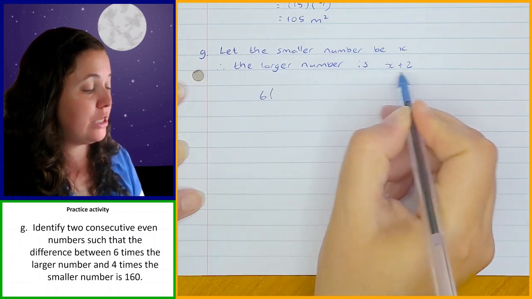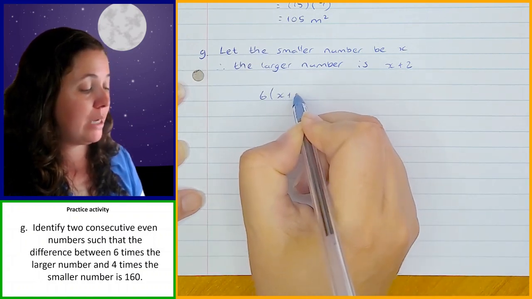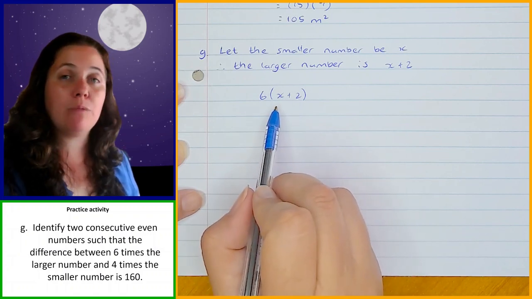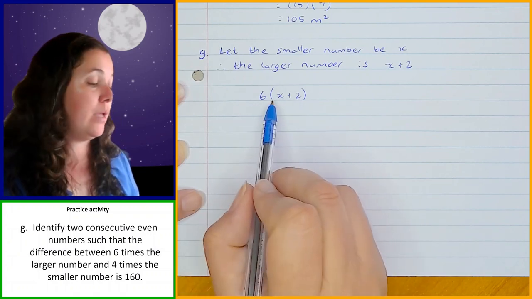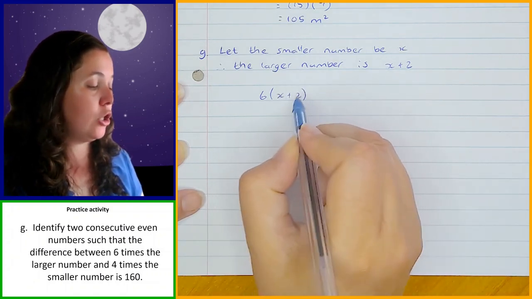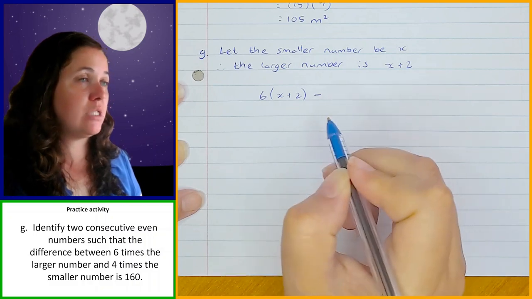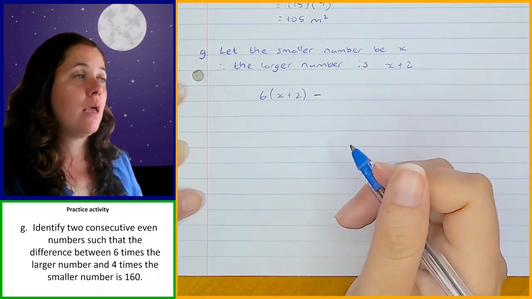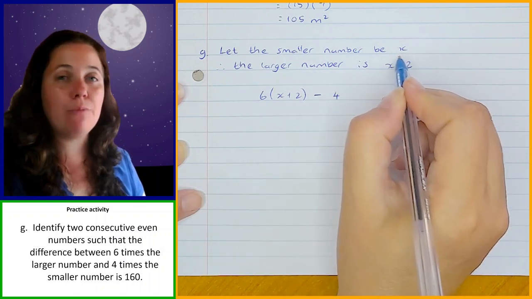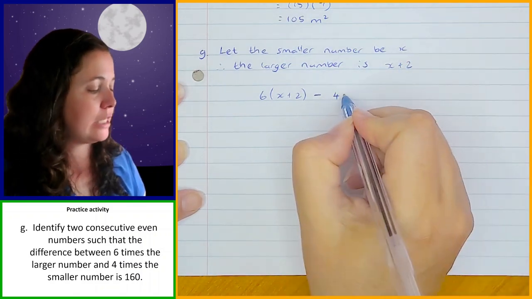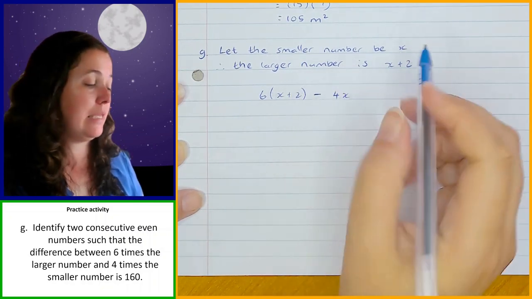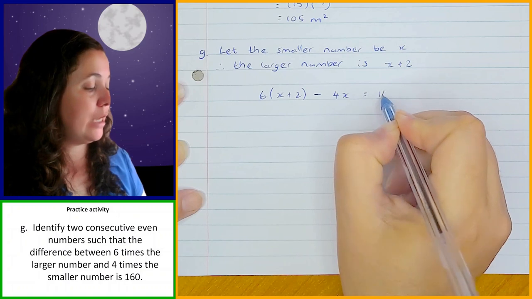I have to put this in brackets when I multiply by 6. Otherwise, I'm not going to end up multiplying everything by 6. I will only end up multiplying the x by 6, and that will be a problem. I have to multiply the whole thing by 6. So it's 6 times the larger number minus, because I am finding the difference, 4 times the smaller number. So 4 times x. Now, I don't have to put this in brackets because it's just x. Okay, so 4x. And the difference, that means the result of subtracting them, is 160.